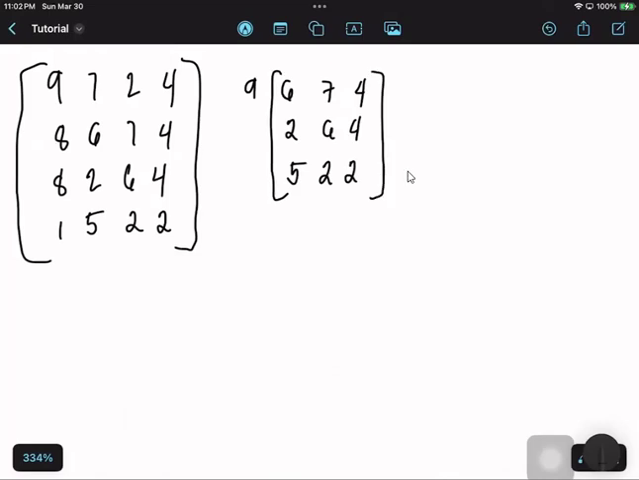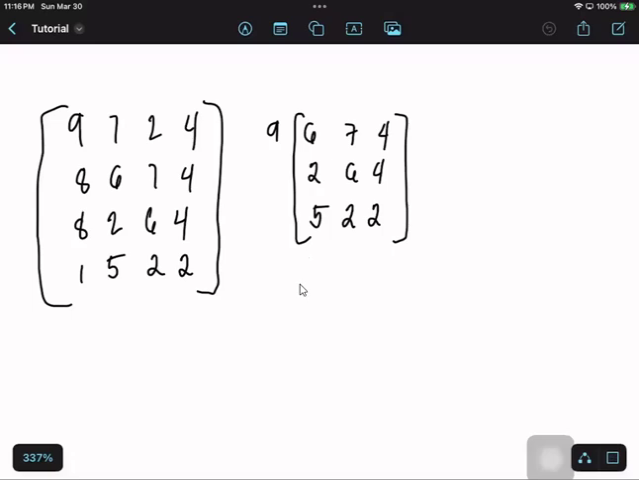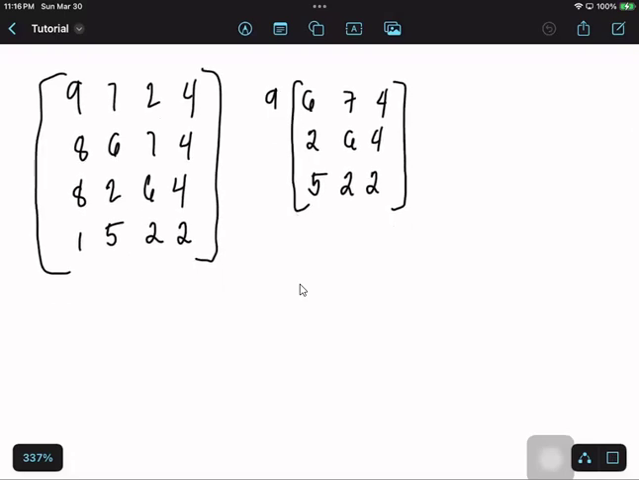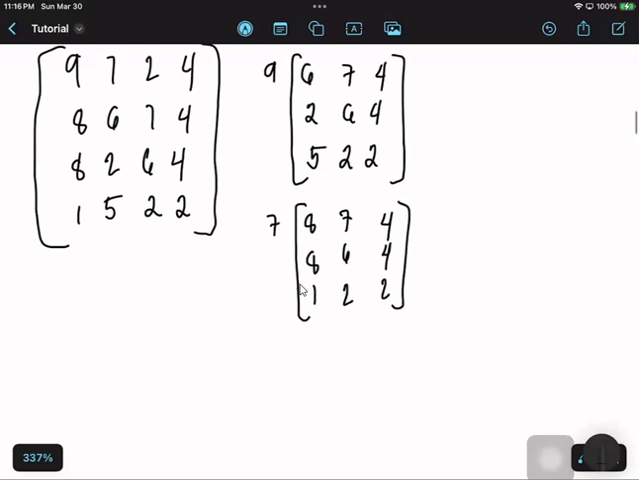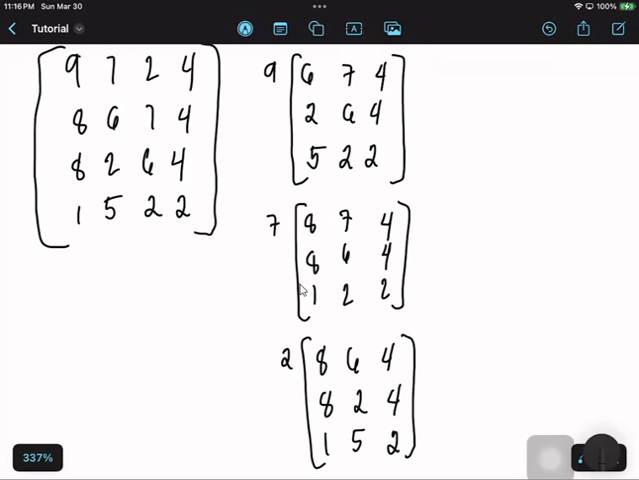Then, so the next cofactor that we'll begin to get here will be for the 7, which will be 8, 8, 1, 7, 6, 2, and 4, 4, 2. So it will become 2 right now, and it will become 8, 6, 4, 8 through 4, and 1, 5, 2. So we just base on the first row, okay?